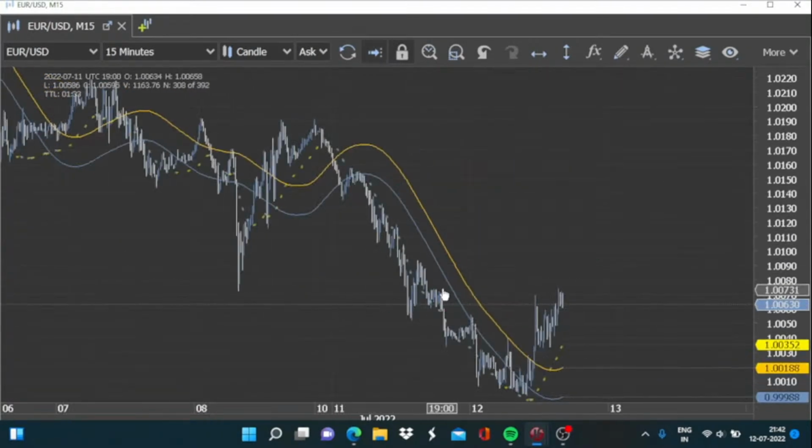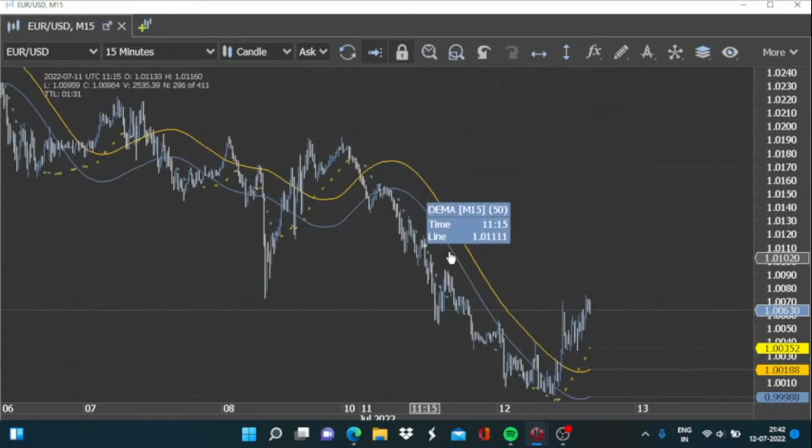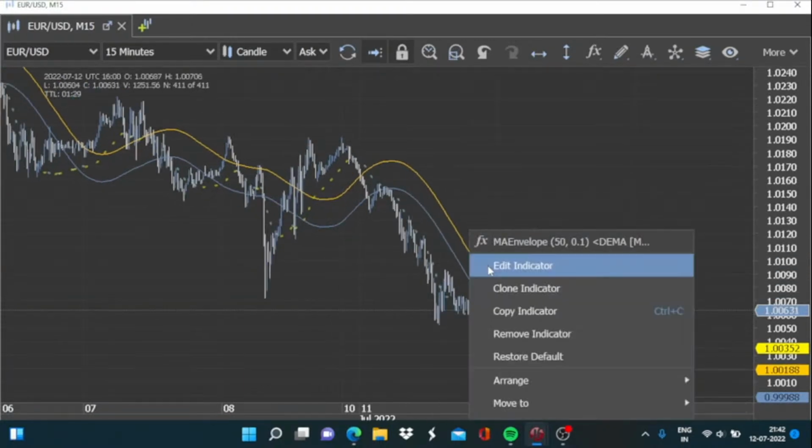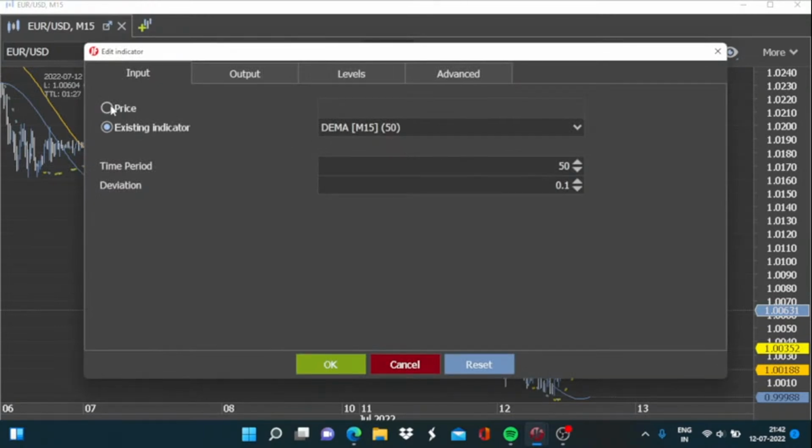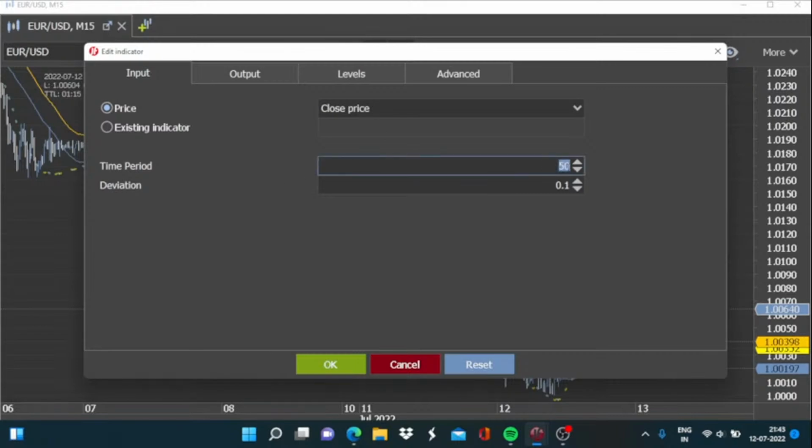Now let us see other optimization or other customization options. So I will edit it and go back to the input price being the close price of the last hourly candle. Now the time period is 50. If we have to change this, we can always change it. Let's try with the 100 and see how it looks.